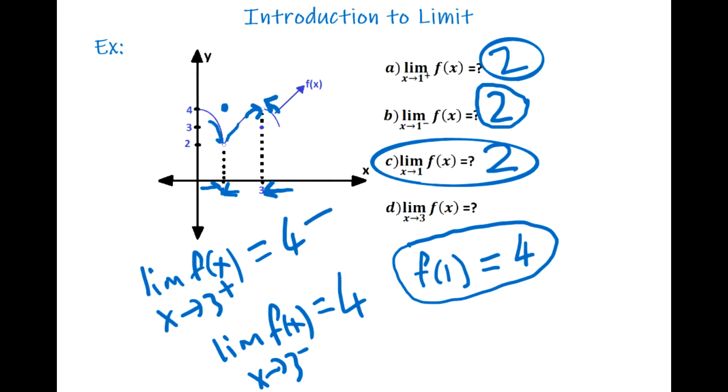And because those values are equal to each other, I can say that this is equal to 4 as well. So the limit of f of x when x goes to 3 is equal to 4. And let's take a look at the next example.